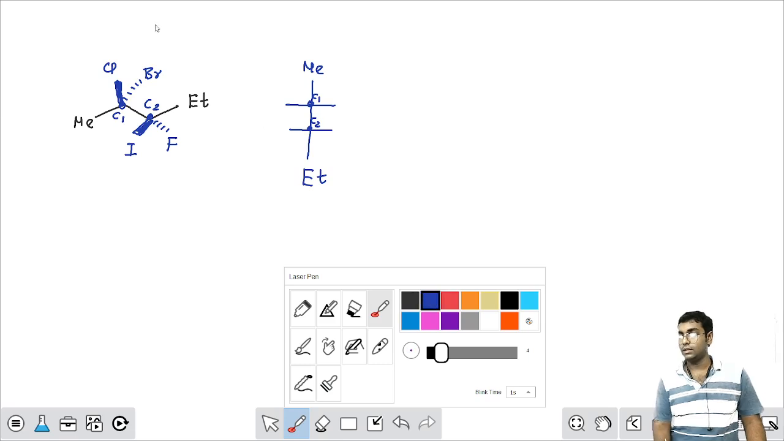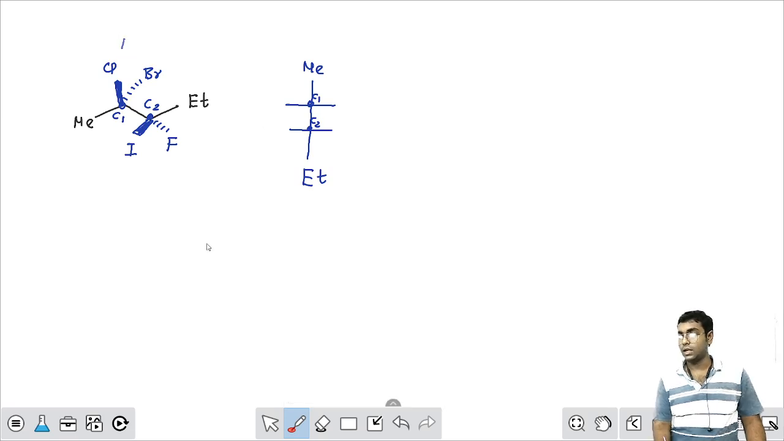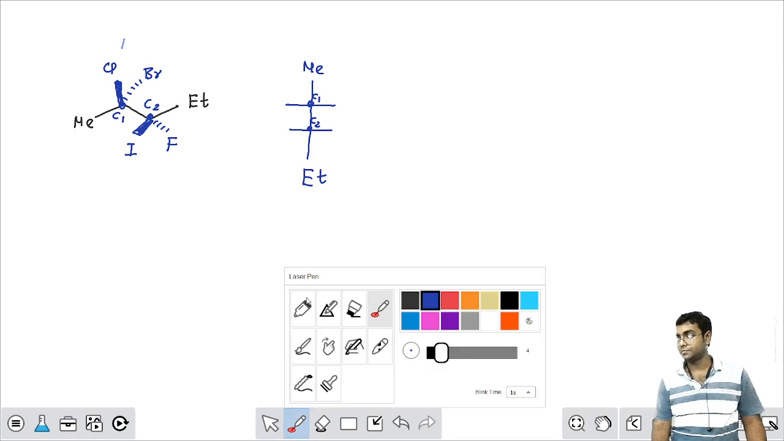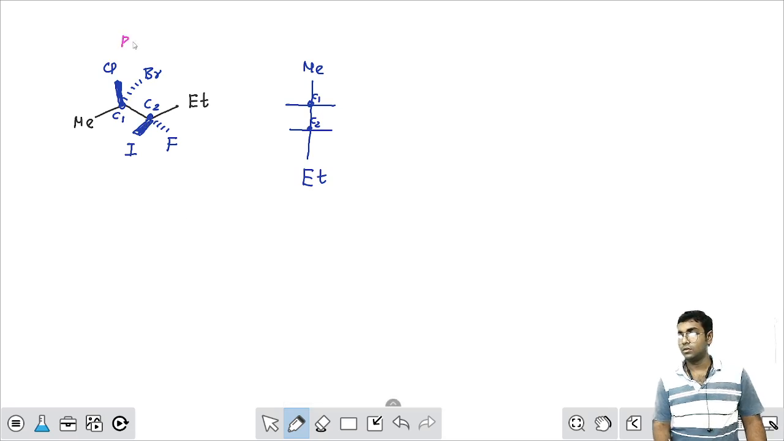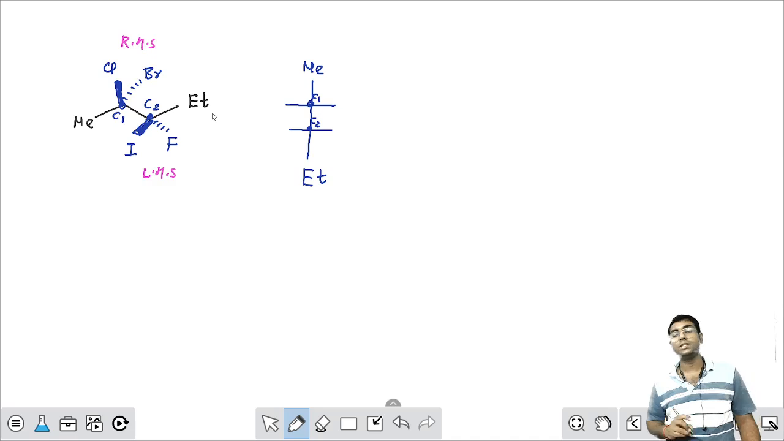So let's think that these are in the right hand side, and this is in the left hand side, as we are fixing our methyl in the top. Okay, so for this one, this part is in the right hand side, this part is in the left hand side. So we have to change the direction of the above the plane atom. So here the above the plane atom is chlorine, and it is in the right hand side of the concave. That is why we have to place it in the left hand side.